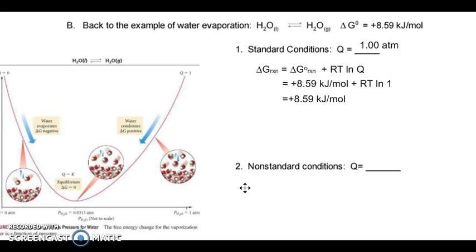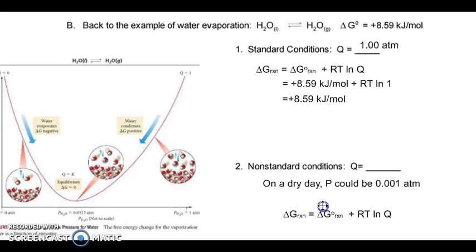So if we pick a non-standard condition, any pressure other than 1, all right? So I've just made something up. On a dry day, pressure could be 0.001, all right? So let's make this Q value 0.001 atmospheres. It's a dry day, might as well. So let's go ahead and check out our equation.